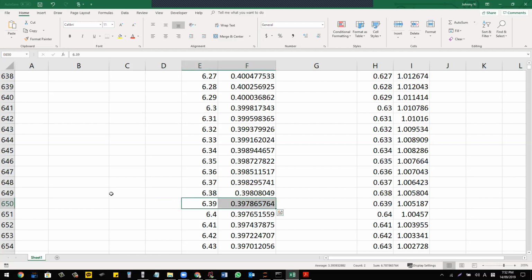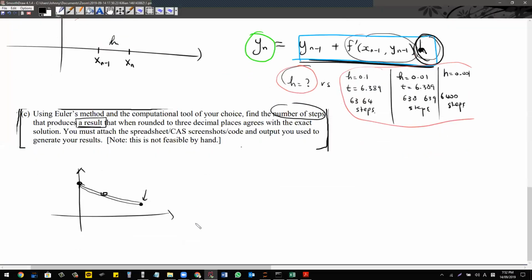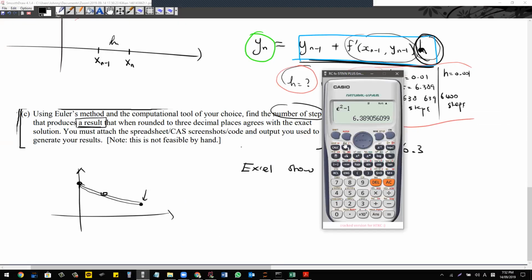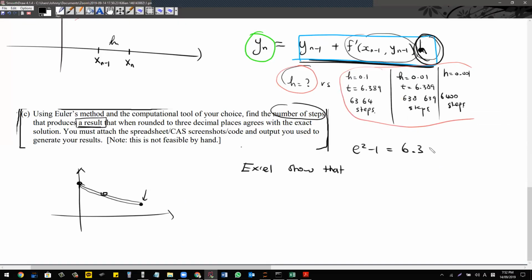Yeah. Okay. So we can write that the Excel shows that. We know that e squared minus 1 is 6.389. Oh wait, the actual value is 89. Yeah, 89, that's right. And it gives you y equals 0.4. So that's what we want to do.